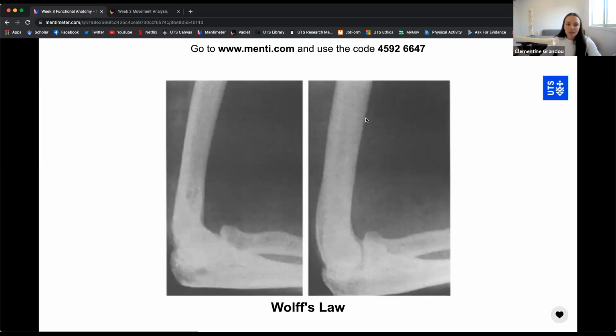Are we very active? Are we doing lots of resistance training? Our bones are going to grow bigger and stronger. Are we inactive? Are we in a coma and in bed rest in the hospital? Our bones are going to start to break down and become weaker and more brittle. So they respond to the stress that's placed upon them.